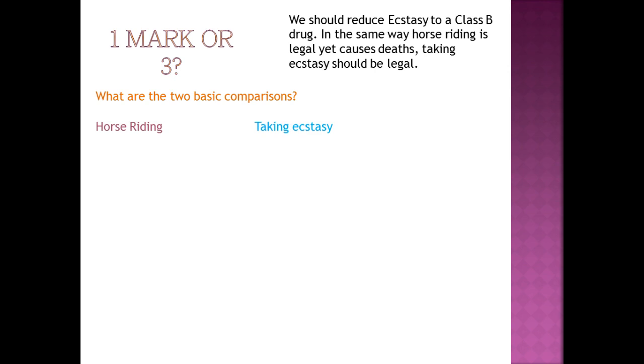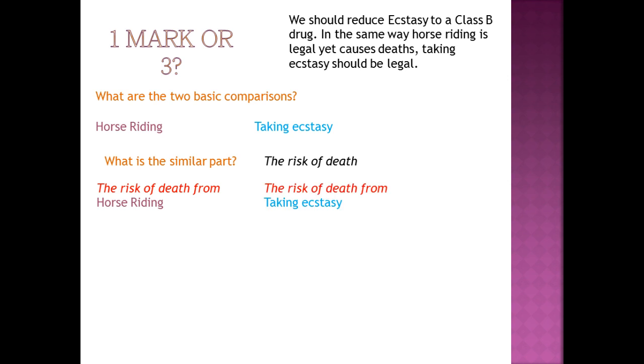If you said in your answer horse riding is being compared with taking ecstasy, you probably get 1 mark for the basic comparison, but that is not actually what the analogy is about. So you need to find the similar part of the analogy. What is it saying that is similar between horse riding and taking ecstasy? Hopefully you can see that it's about the risk of death. The risk of death from horse riding is the same as the risk of death from taking ecstasy. So the risk of death is the common thing that the analogy has.